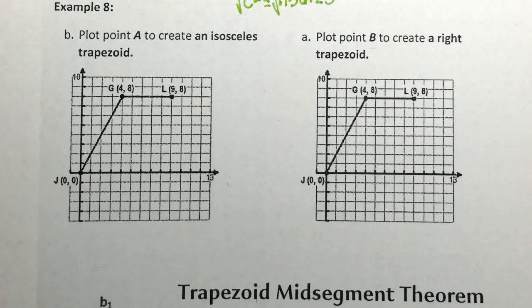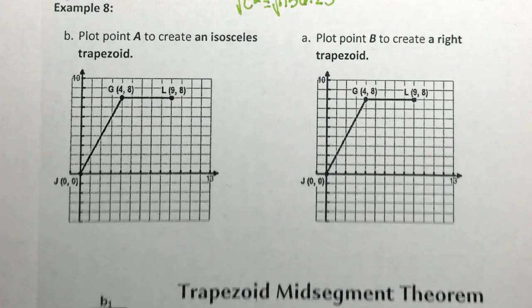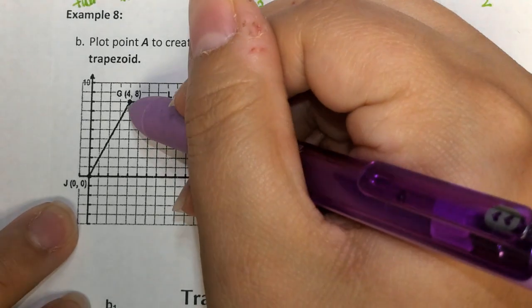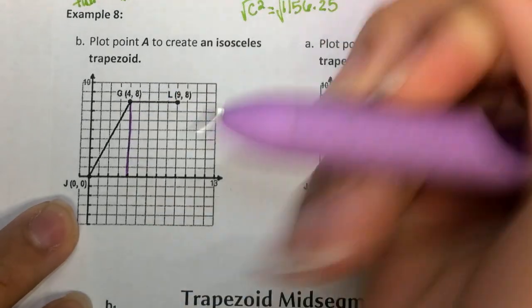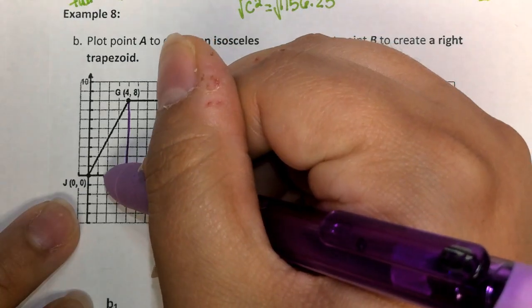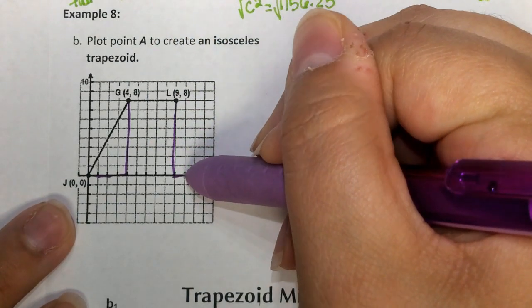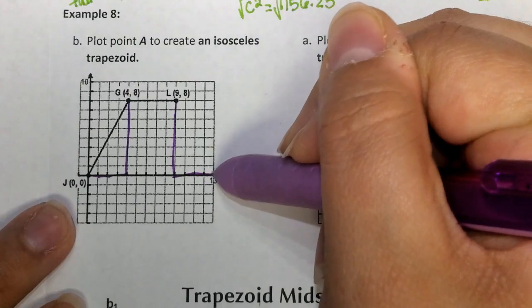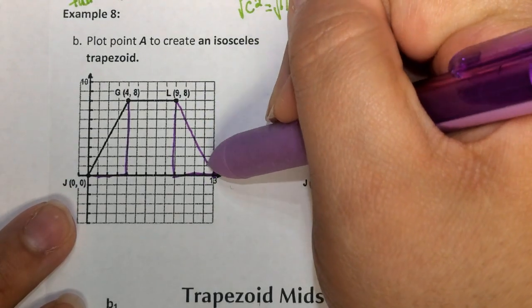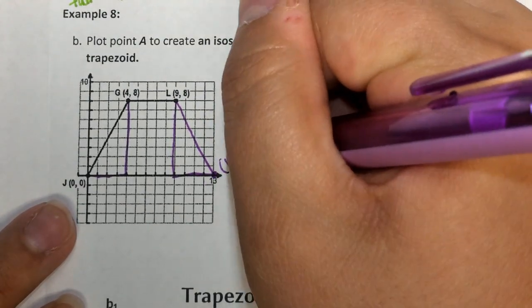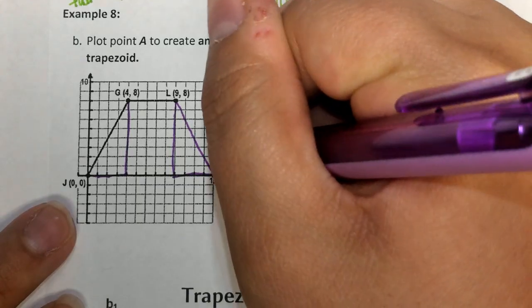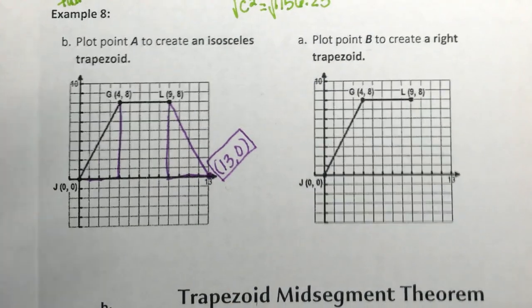All right. How do I create an isosceles trapezoid here? Right here, I'm going to go straight down. How far do I go left? 4. So what am I going to do on the other side? Straight down, go right. 1, 2, 3, 4. Where do I end up at? 13, 0. Give me the point. 13, 0. Yes, 13 comma 0.